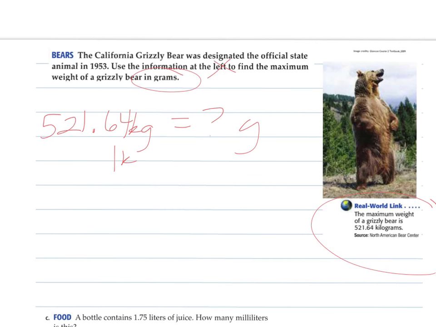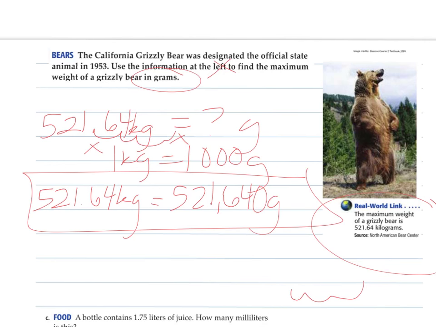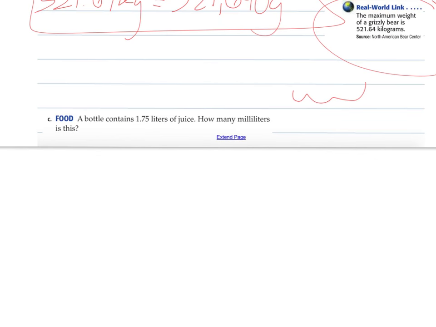So 1 kilogram, to go from kilograms to grams, I go 3 places on that chart to the right. So it's equal to 1,000 grams. So times 1 times 1,000. So I'm doing 521.64 times 1,000, 1, 2, 3, 521,640 grams. It's all about just moving place values, guys.